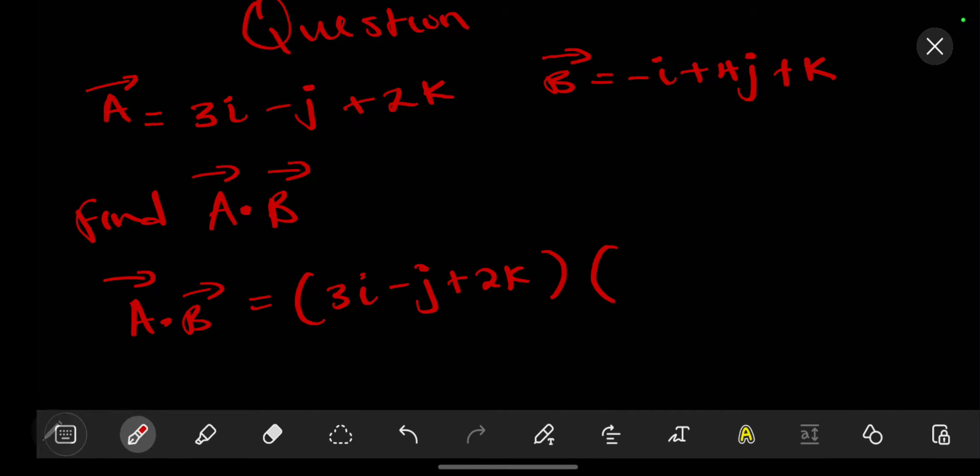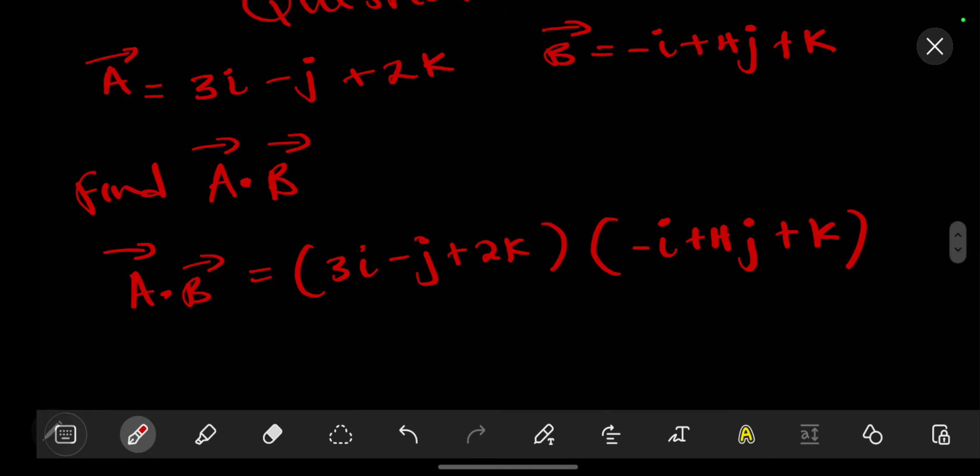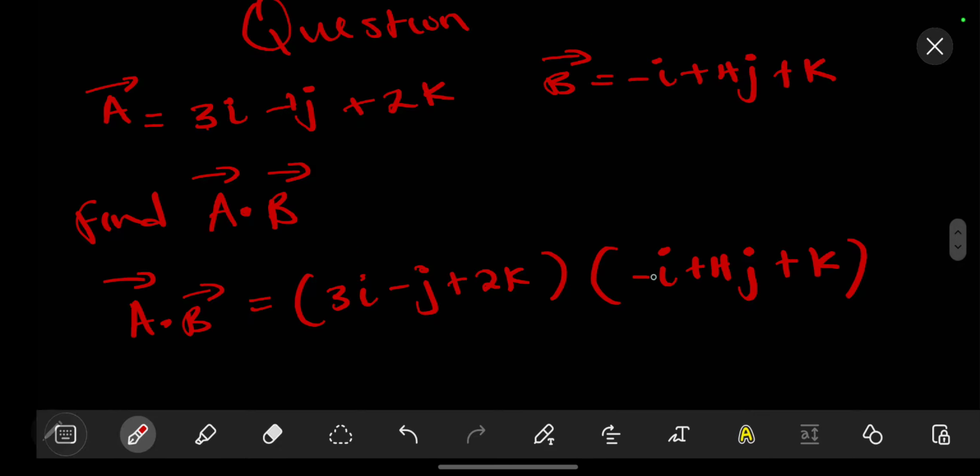This is times our b, which is negative i, plus 4j, then plus k, like that. Already this means that for A there is 3 in the x, that's why we have i, negative 1 in the y and a 2 in the z. For B we have negative 1 in the x and positive 4 in the y, and the coefficient of k for that one is 1.